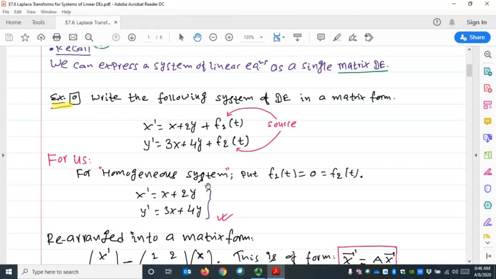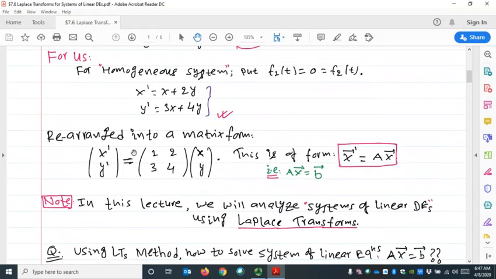Then for the homogeneous case, we have the differential equations here: x prime equals x plus 2y, y prime equals 3x plus 4y. Let me scroll down. Then rearrange this system into a matrix form. So we write x prime, y prime in one column, 1, 2, 3, 4 in another matrix, and x, y in another matrix. So then this is of the form x prime equals Ax, or Ax equals b form.